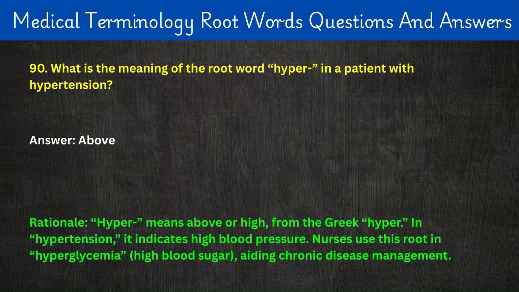90. What is the meaning of the root word hyper in a patient with hypertension? Answer: above. Rationale: Hyper means above or high, from the Greek hyper. In hypertension, it indicates high blood pressure. Nurses use this root in hyperglycemia, high blood sugar, aiding chronic disease management.